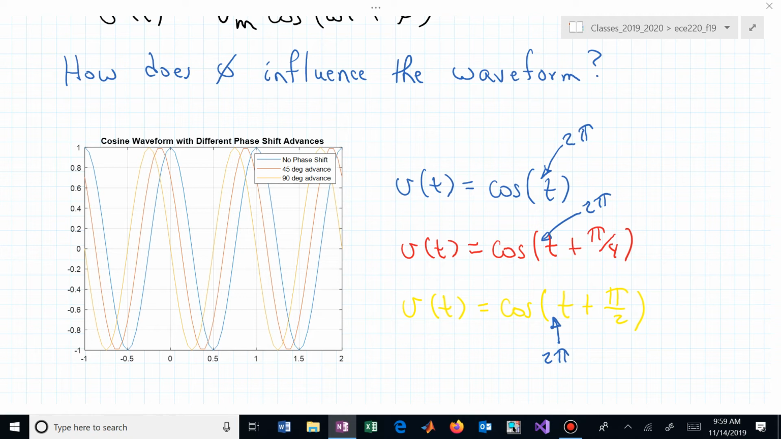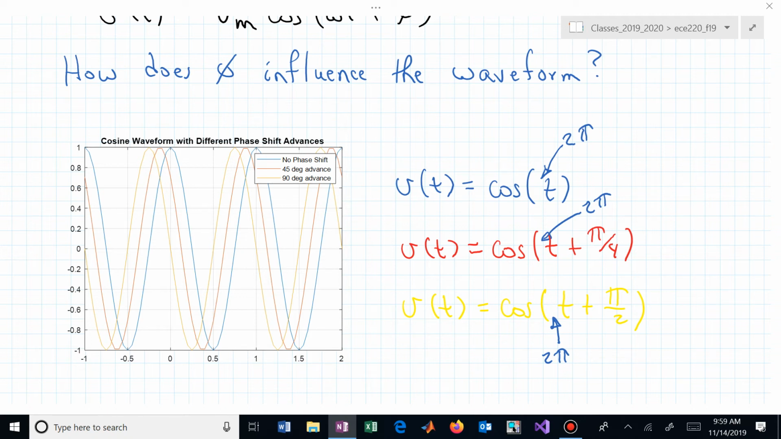And you can see that. Do you see that the blue cosine waveform has one cycle in 1 second? So the f, the frequency, is 1 hertz, 1 cycle per second. And all of these are the same frequency. They're all f equal 1 hertz.